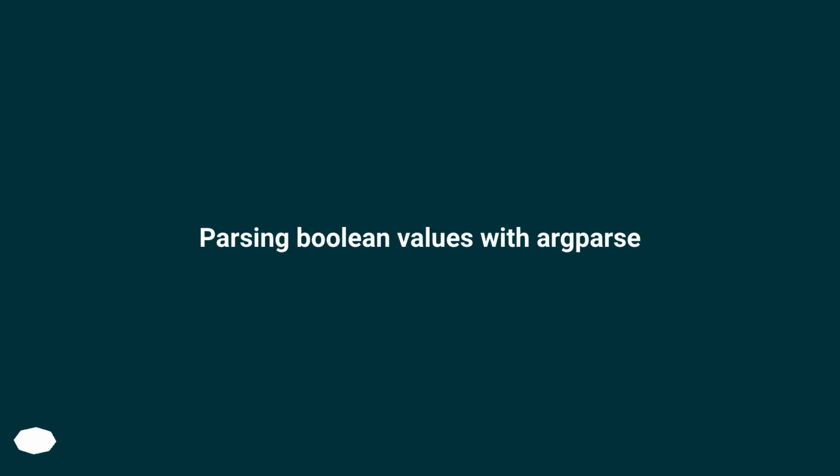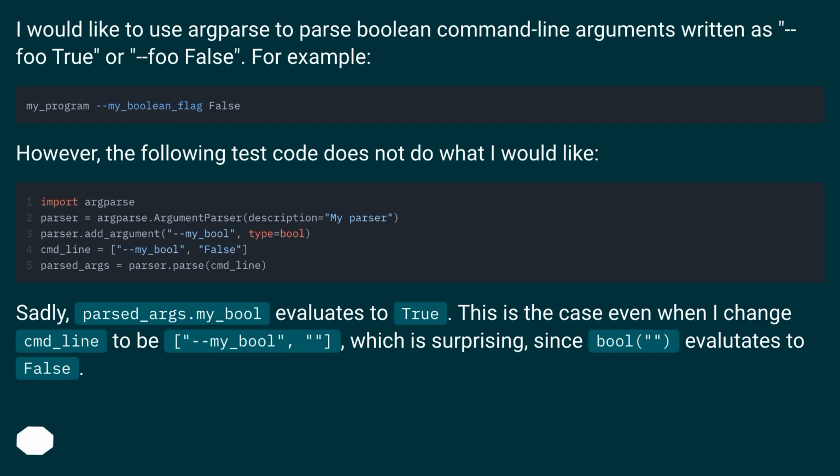Parsing boolean values with argparse. I would like to use argparse to parse boolean command line arguments written as foo true or foo false, for example. However, the following test code does not do what I would like.